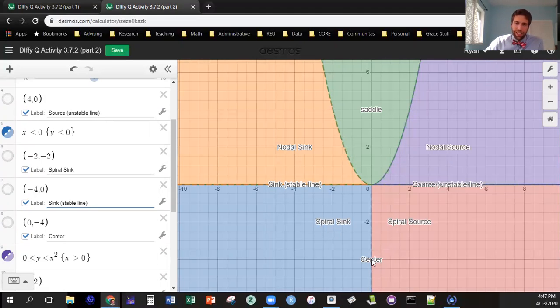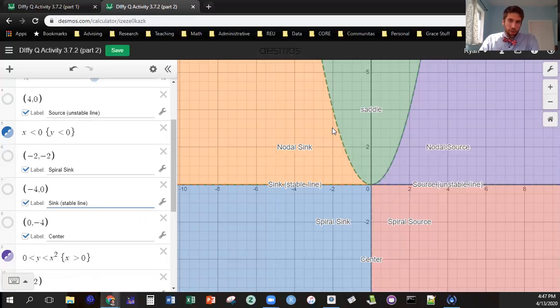Here's a center. So notice that here, center means it's kind of going around and around and around. When alpha is greater than 0, because in the alpha beta plane alpha is x, you're moving away from the origin. When alpha is less than 0, everything's sinking in different ways. So it could be spiral sinking, sink stable line, or nodal sink. And then right in here, in this area, this is where you have a saddle. Okay, so that's graphing all the possible ones.